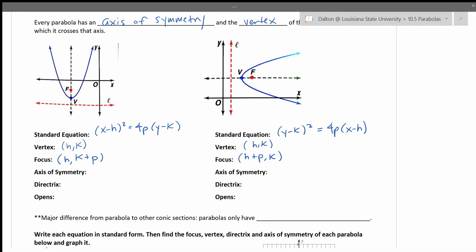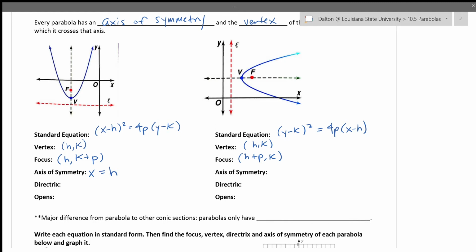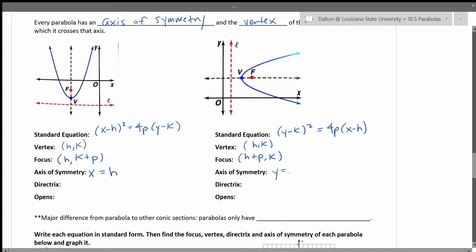Axis of symmetry, we said, will always intersect the vertex. Consequently, it will also intersect the focus. So when your parabola opens up like this, our axis of symmetry is a vertical line that goes directly through the vertex, so it will have the equation x equals h. When it flips on its side, it's going to be a horizontal line. It's going to share the y coordinates, so its equation will be y equals k.